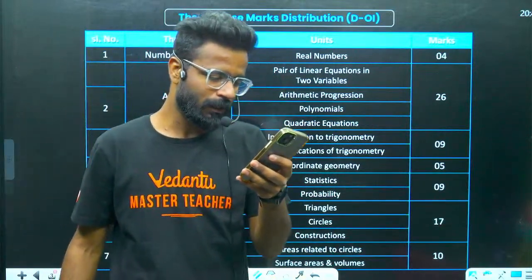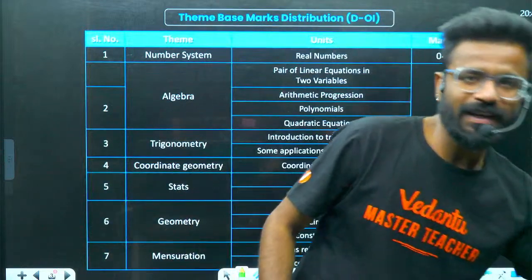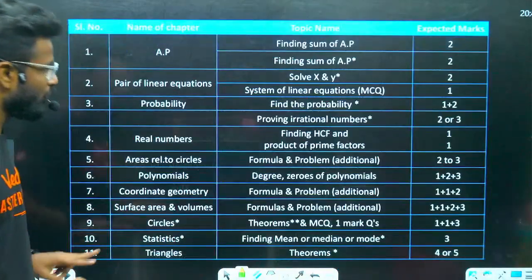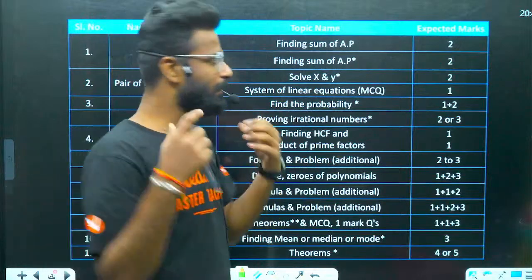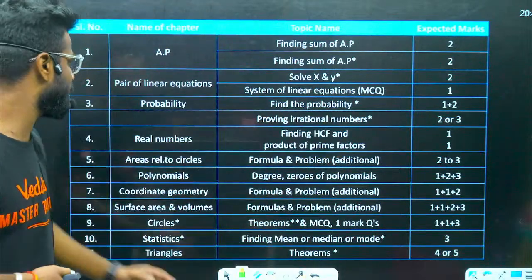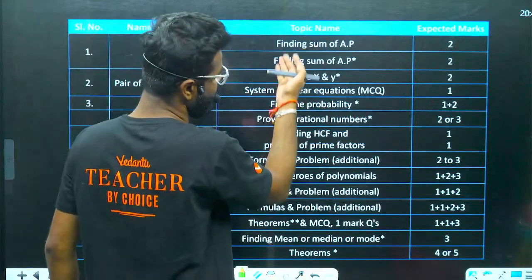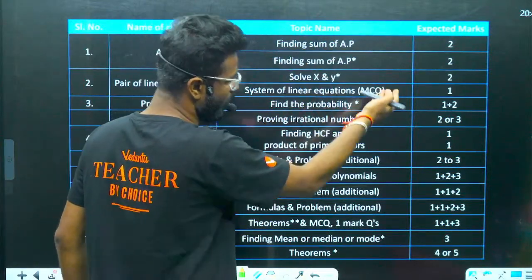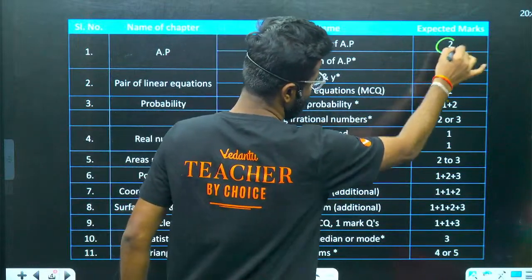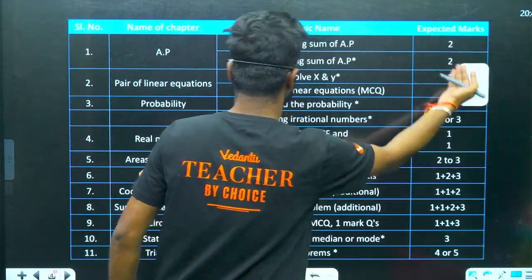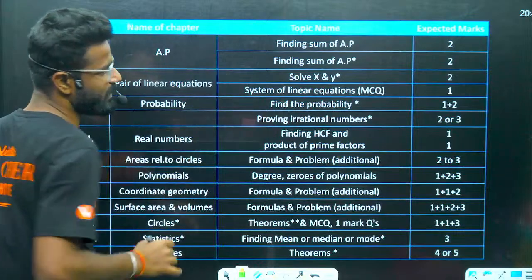Okay. So we are basically here to do chapters one by one, but before that there is a blueprint. The name of the chapter is AP and the topic name is finding the sum of AP, right? So its expected marks are 2 marks.